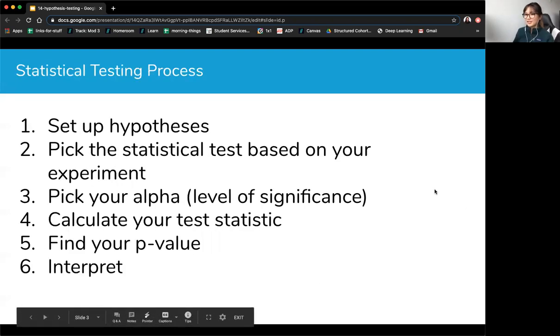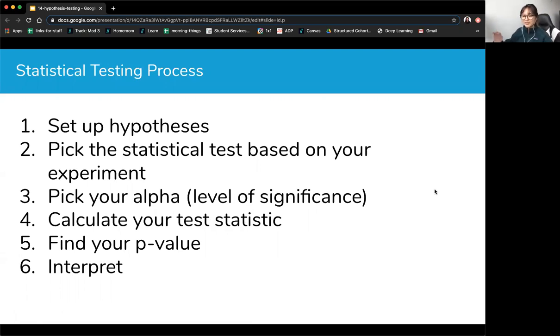So just to start, this is our statistical testing process. Just to remember, every single statistical test that we do will follow this process. So what we're going to do with our t-tests later on, we're going to, again, set up our hypotheses. And again, based on the test, the hypotheses might look a bit different, but these should look pretty similar to the one that we did yesterday. We're going to be picking the statistical test, picking your alpha, calculating your test statistic, p-value, and then interpret. All statistical tests follow this process.